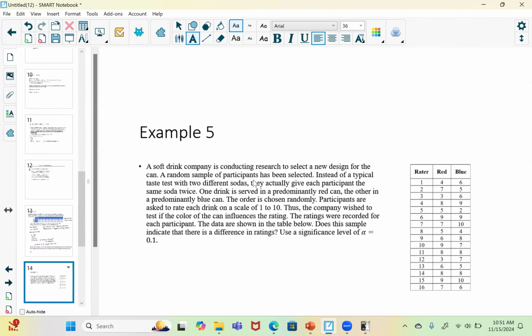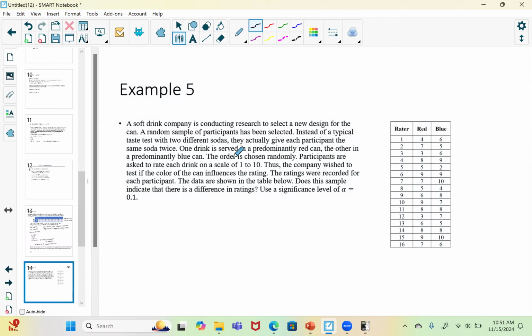Okay, so let's look at one where we then have to actually do all the work and write it down. So a soft drink company is conducting research to select a new design for a can. A random sample of participants has been selected. Instead of a typical taste test with 2 different sodas, they actually give each participant the same soda twice. Okay, so this is the key. They're giving the same soda twice. So that indicates that it's paired.